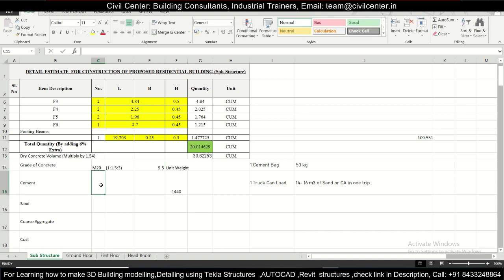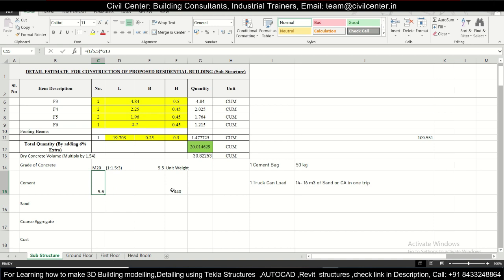So the quantity of concrete, if we find out, will be equal to 1 divided by 5.5, sorry, not 1.5, 5.5, multiplied by the total dry volume. This will be the cubic meters of cement which will be used.